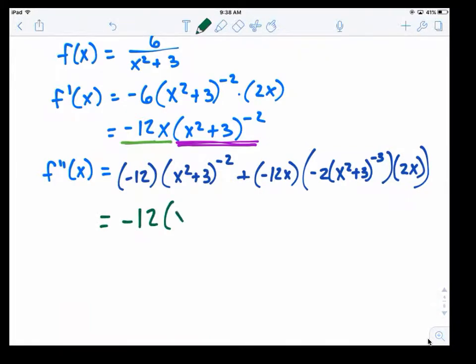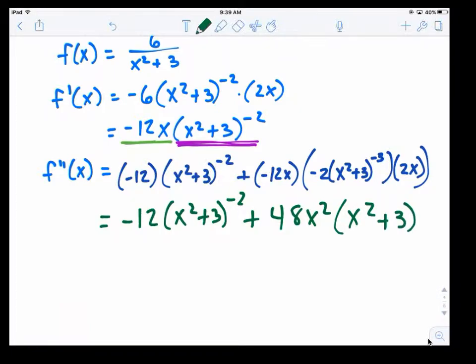Alright, so you got negative 12 times x squared plus 3 to the negative 2. And then what else do I got? I got negative 12x. I got negative 2, so that's 24x times 2x, which would be 24x squared. No, 48x squared, sorry. 48x squared times x squared plus 3 to the negative 3.